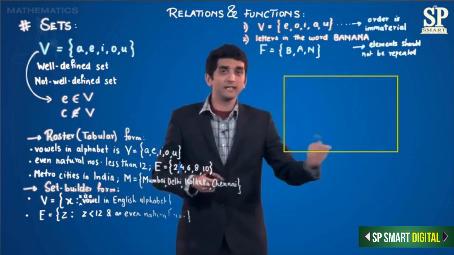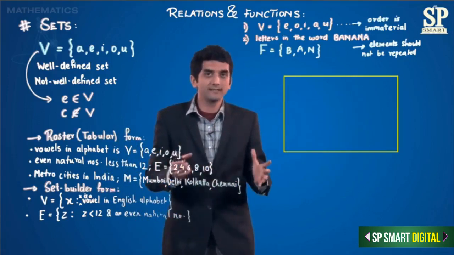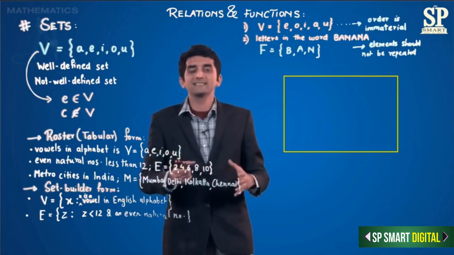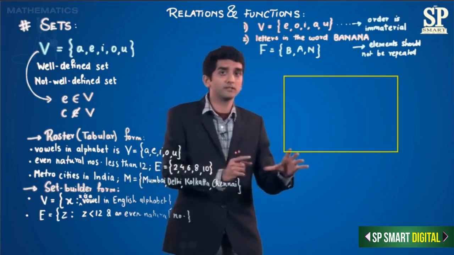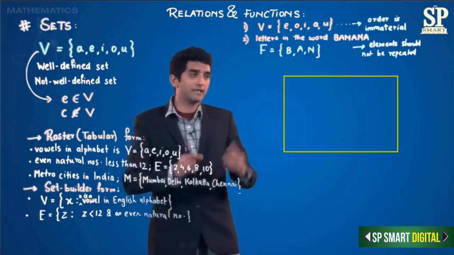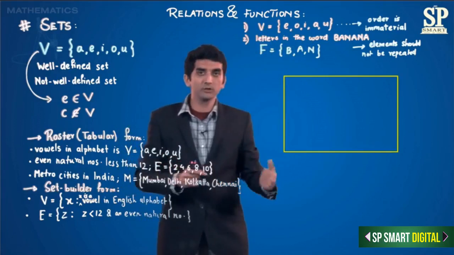Now this rectangle will represent the universal set. A universal set is something which involves all the elements in a particular situation. So for this, let's say that V is itself the universal set.